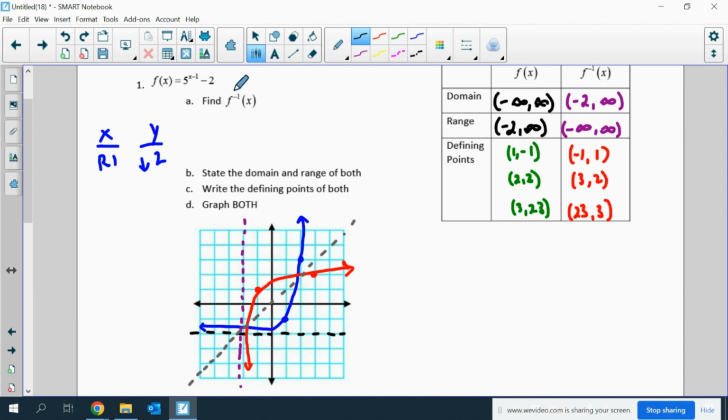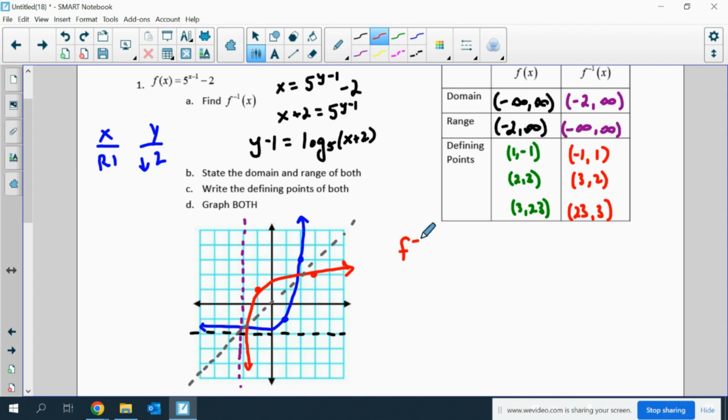Now it's asking me to find f inverse of x algebraically, so I'm going to flip the x and y values and then solve for y. So I'm going to add 2 to both sides. I will then, that y has a really long tail. Then I will do log base 5 of both sides. So y minus 1 equals log base 5 of x plus 2. And then my f inverse function, which I've run out of room up here to write, is going to be log base 5 of x plus 2 plus 1.